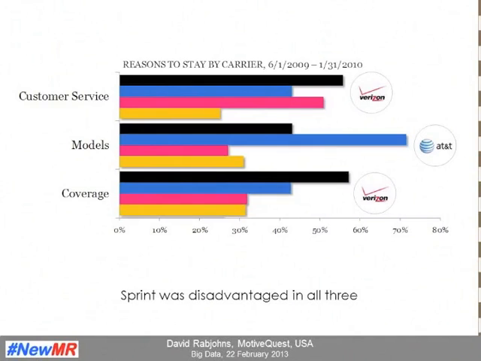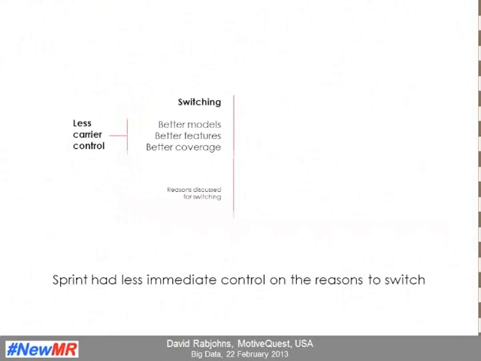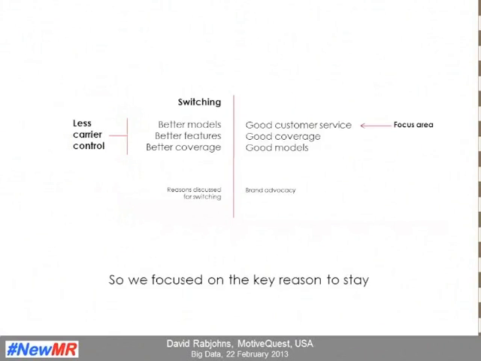When we looked at Sprint on these dimensions to see where they stacked up, Sprint is the yellow line here. We saw that in coverage they were number 4, in models they were number 3, but they really couldn't do anything about the fact they didn't have an iPhone. And in customer service they were way below the market, at the bottom of the pile.